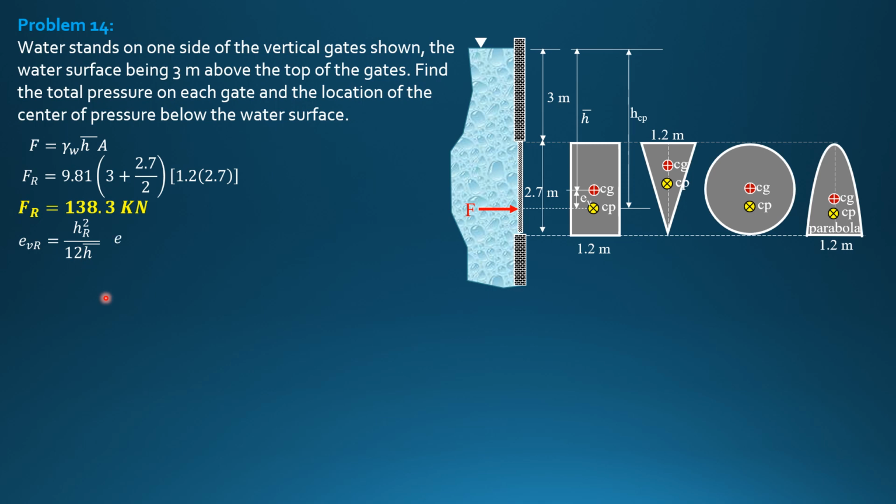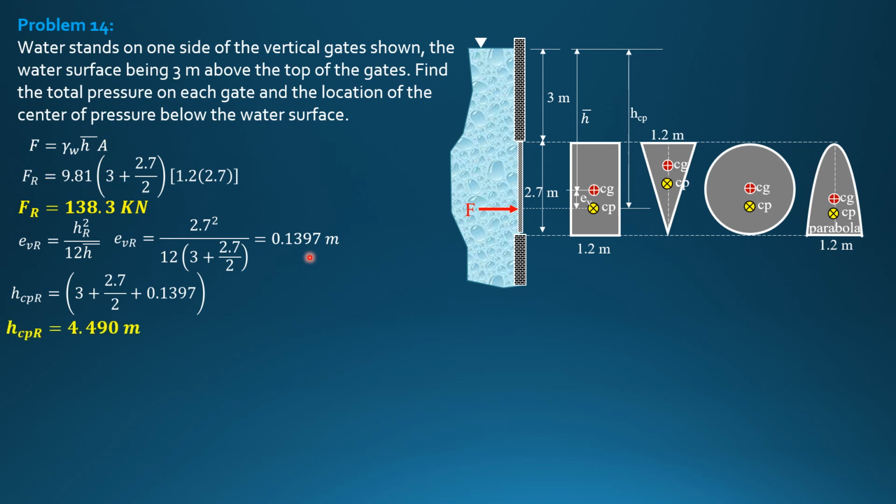So substitute 2.7 squared over 12 times barred H. Barred H is 3 plus 2.7 over 2. So the E sub V of rectangle is 0.1397. Therefore, H sub Cp of rectangle is barred H, which is 3 plus 2.7 over 2, plus E sub V, 0.1397. So H sub Cp of rectangle is 4.49 meters below water surface.